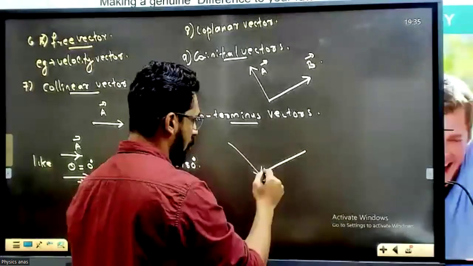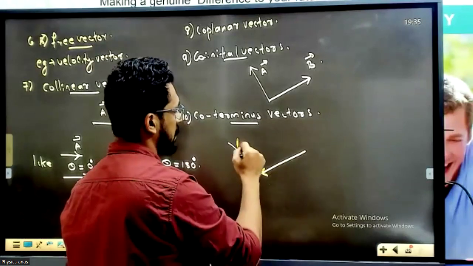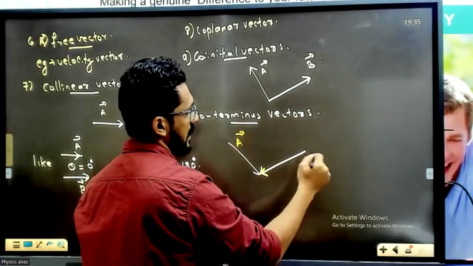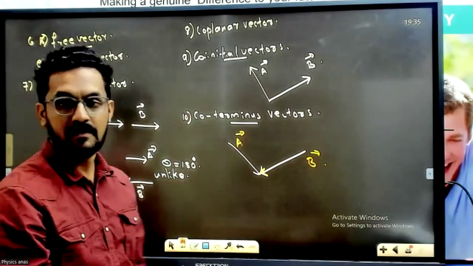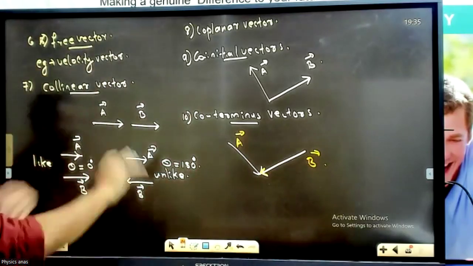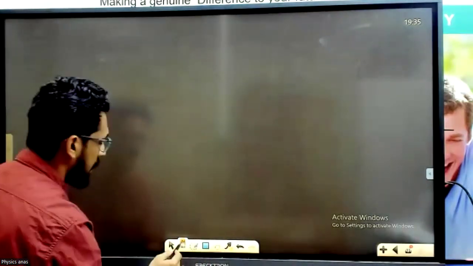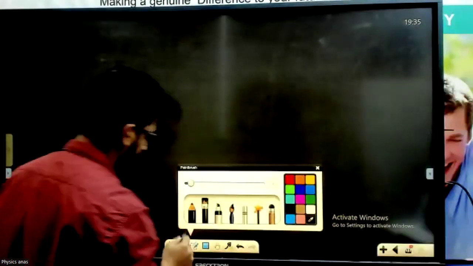Vectors which have a common ending point. This is vector A and this is vector B. They have a common ending point. Got it? After that, we have to see one important vector.